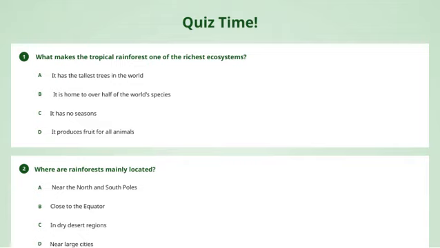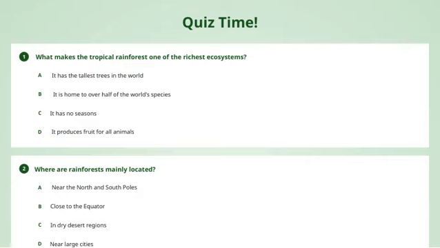First question: what makes the tropical rainforest one of the richest ecosystems? Is it A, because it has the tallest trees in the world? Or B, because it is home to over half of the world's species? Or C, because it has no seasons? Or D, because it produces fruit for all animals? Think about it. What do you believe is the main reason?